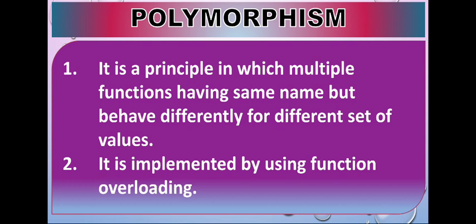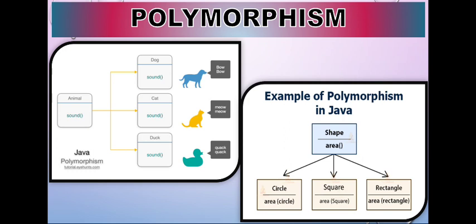What does it mean? That means, take an example, there are 4 children and they have the same name, but the particular child will act accordingly as per the input given, and it is implemented by using function overloading, and this particular function overloading will be taught in standard 10. Now look at the example here.